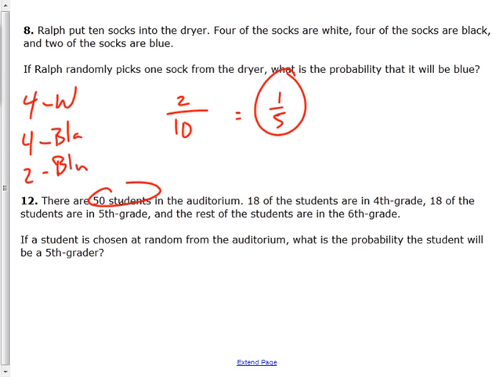There are 50 students in the auditorium. 18 of the students are in 4th grade. So I'm going to say 18 are in 4th, and 18 are in 5th grade, and the rest are in 6th. So 18 and 18 makes 36. 36, we would have 14 students in 6th grade. That would give us our total of 50 students.